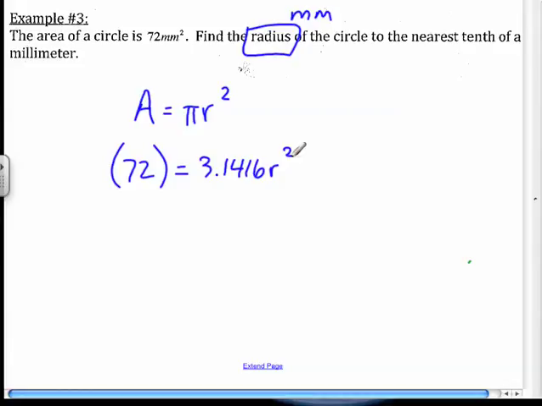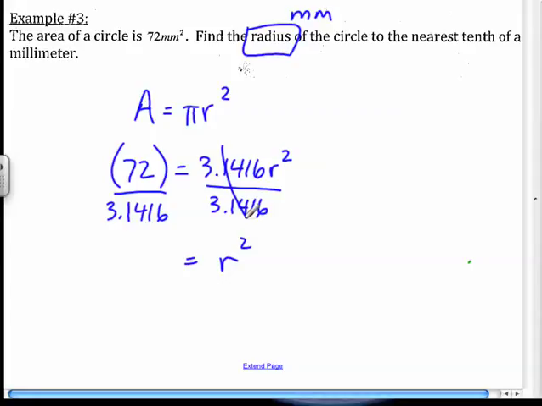All right. Now, guys, I don't do this any differently than I would do a regular equation where the variable was just to the first power instead of the second. So I'm just going to get r squared by itself by dividing by 3.1416 on both sides. All right. There we go. Now that's going to leave me with r squared on the right because that cancels.